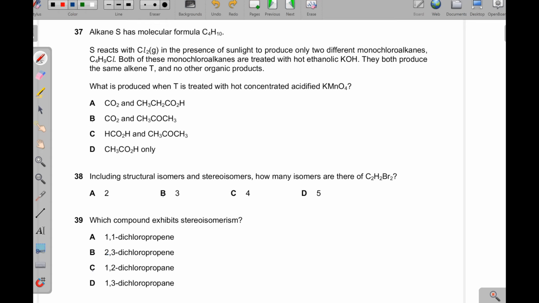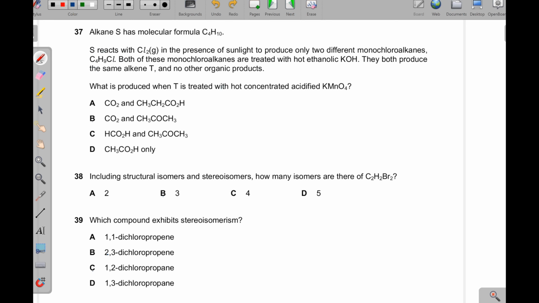Both of these monochloroalkanes are treated with hot ethanolic potassium hydroxide. So if you have a halogenoalkane and you treat it with hot ethanolic strong alkali, like for example potassium hydroxide, we can have sodium hydroxide, they both produce the same alkene. Yes, we get an alkene and no other organic products. So they are asking what is produced when T is treated with hot concentrated acidified potassium permanganate. Now we need to look at the monochloroalkanes.